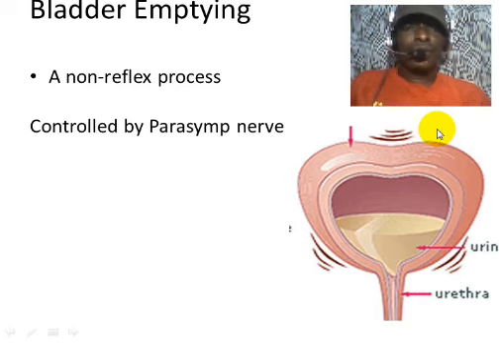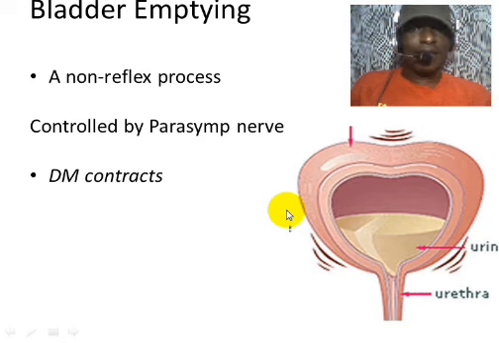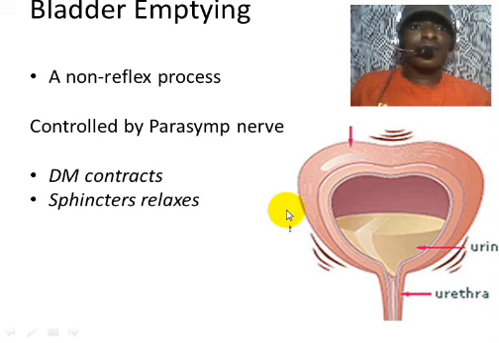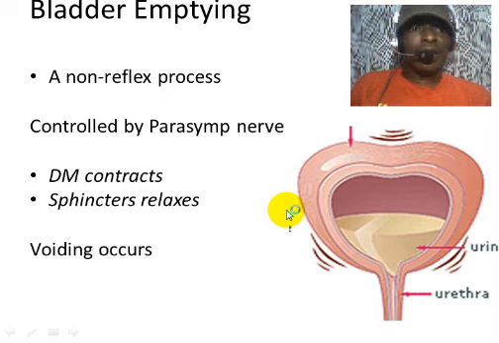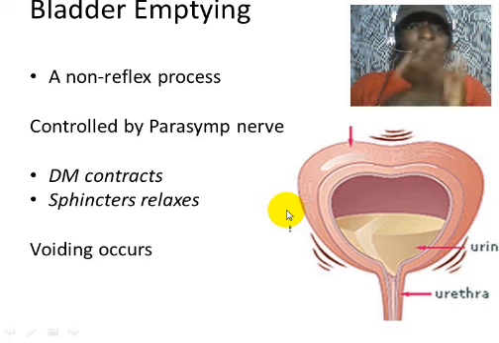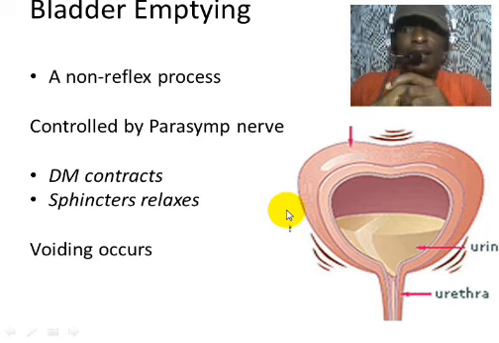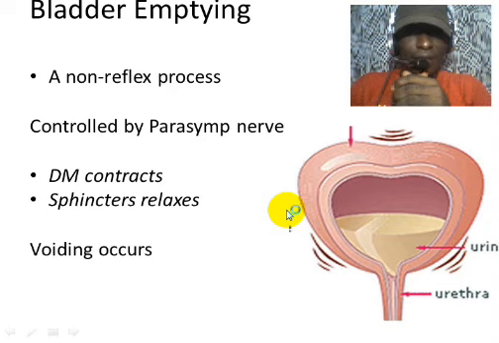It is controlled majorly by the parasympathetic wing of the autonomic nervous system. This parasympathetic nerve causes contraction of the detrusor muscle and relaxation of the urethral sphincters. When this happens, urination occurs. So the sympathetic nervous system plays a major role in bladder filling, while the parasympathetic nervous system plays a major role in bladder emptying.